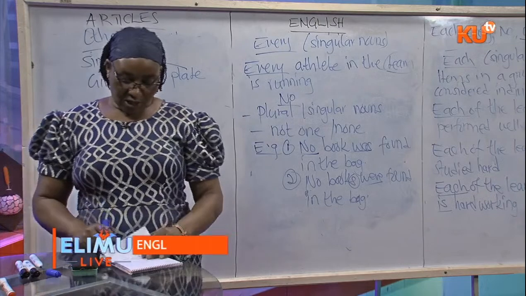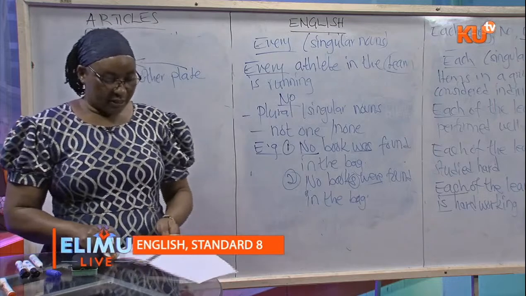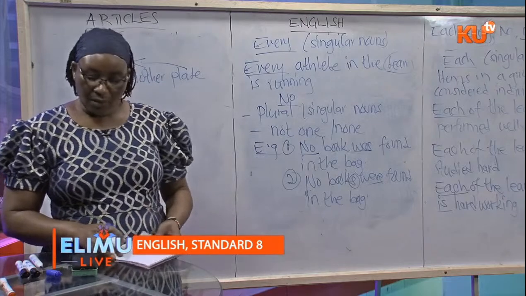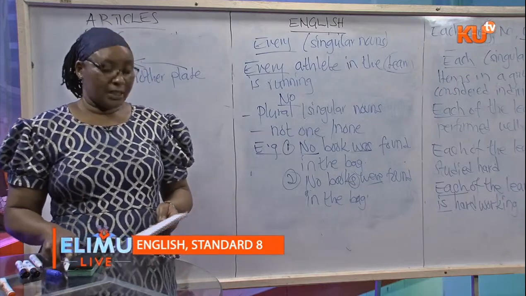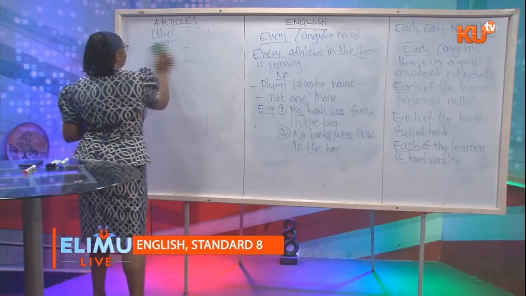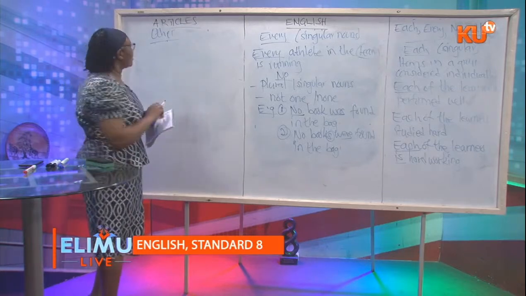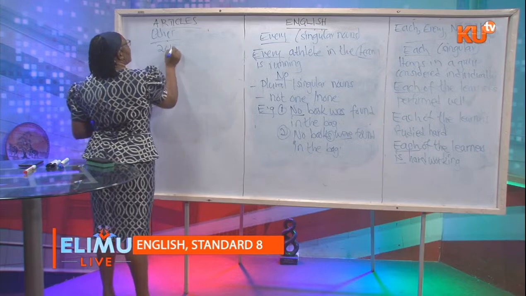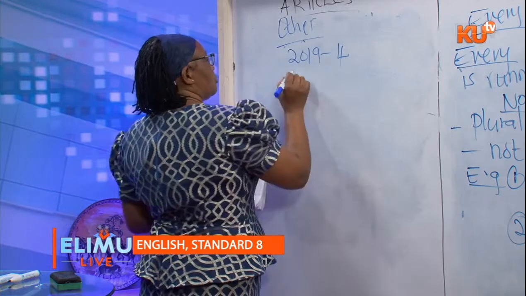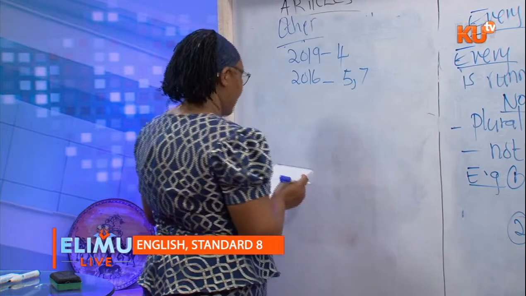The only thing I would like to say is that this topic is usually tested in KCPE. It was tested in 2019. So I'll write the questions which were tested. You can find the question from KCPE past papers. So 2019, number 4 was on determiners. 2016, number 5 and number 7 was on determiners.